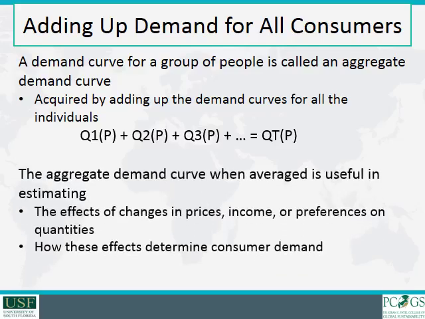The aggregate demand curve can be very useful, even more so than individual demand curves. When averaged and divided by the total population, it can be used to estimate the general effect of prices, of incomes, or of preferences on quantities, and how these changes and factors determine consumer demand.